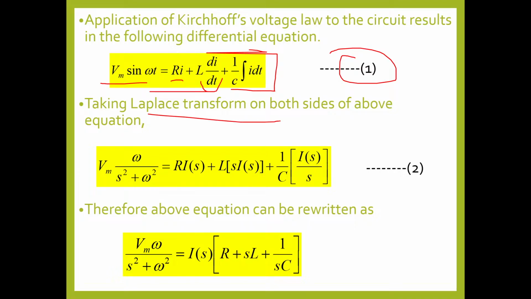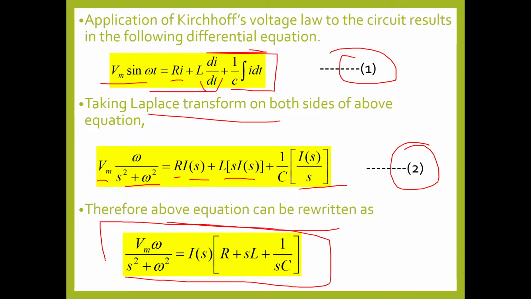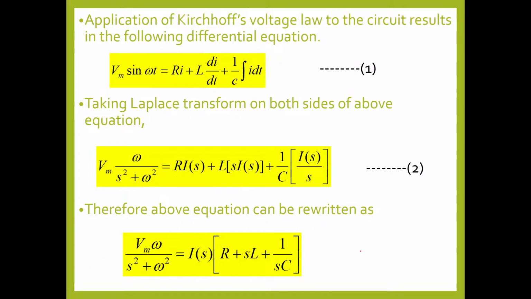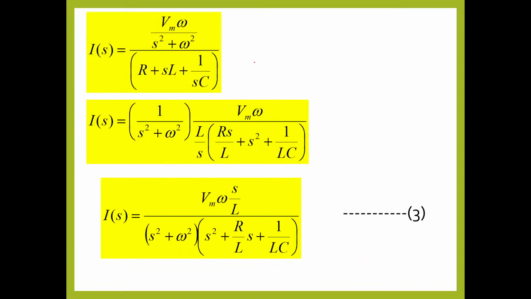Now apply Laplace transformation on both sides. If you apply Laplace transformation, you will get Vm into omega by s square plus omega square equals R into I of s plus L into s I of s plus 1 by C into I of s by s. Consider this as equation 2. Now you can take I of s common in the above equation and you will get this expression.